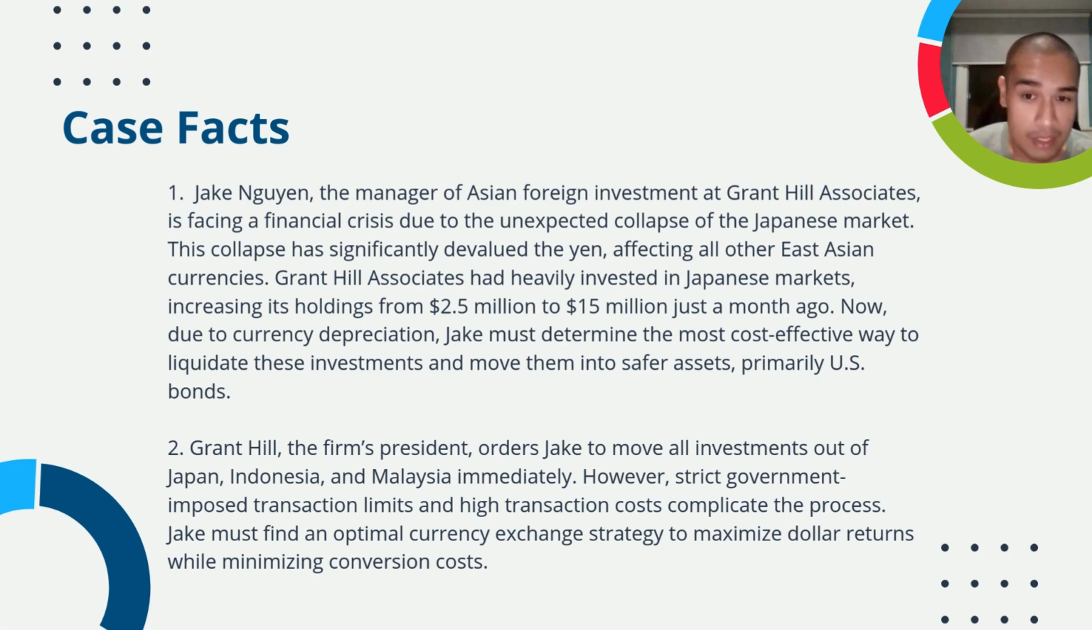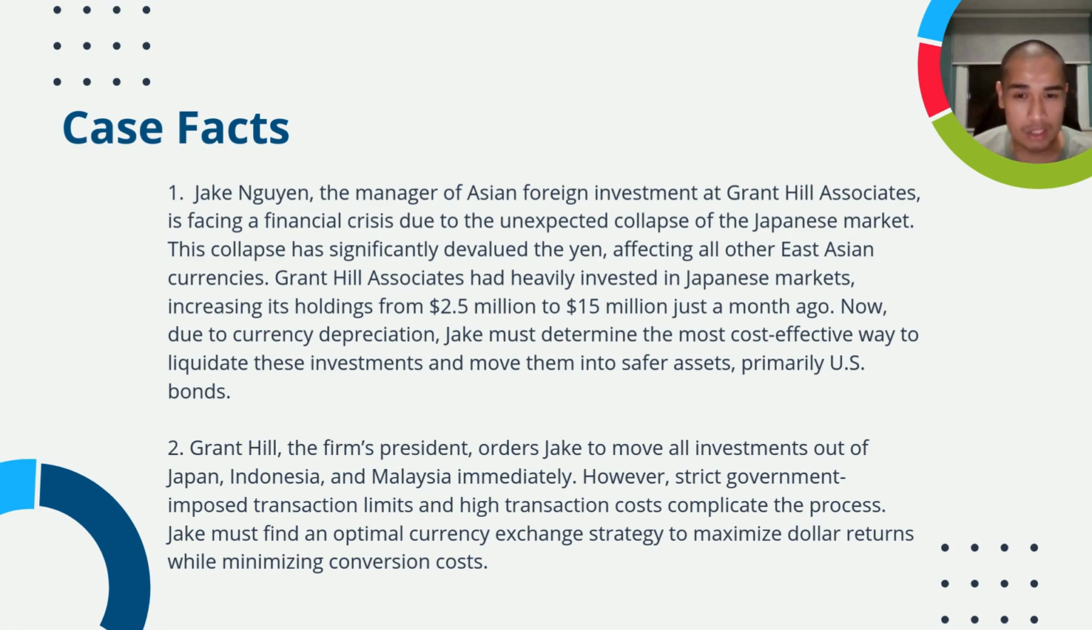So as we know, Jake Nguyen, the manager of Asian Foreign Investments at Grant Hill Associates, is facing a financial crisis due to the unexpected collapse of the Japanese market. Now this collapse has significantly devalued the yen, affecting all other East Asian currencies. Grant Hill Associates had heavily invested in Japanese markets, increasing its holdings from $2.5 million to $15 million just a month ago. Now, due to currency depreciation, Jake must determine the most cost effective way to liquidate these investments and move them into safer assets, primarily US bonds.